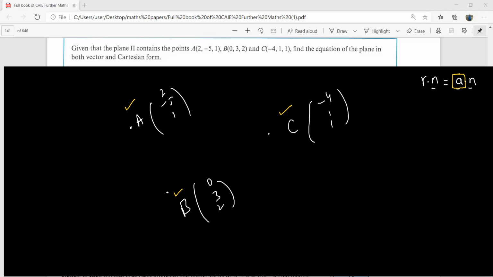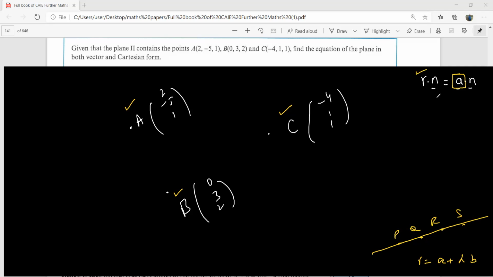It's the same as when you were writing the equation of a line. If you have many points lying on the line, you can use any one of them for r equal to a plus lambda b. There are many points on this line, P, Q, R, S, so any point can be your a. Then r is going to be (x, y, z), and how do we find this n?